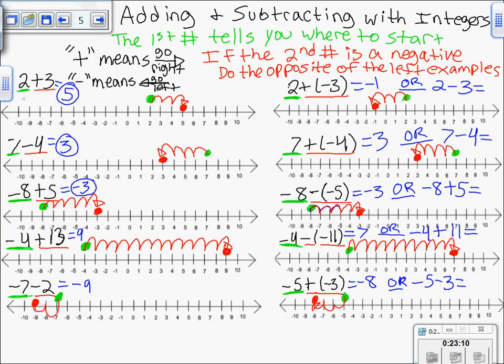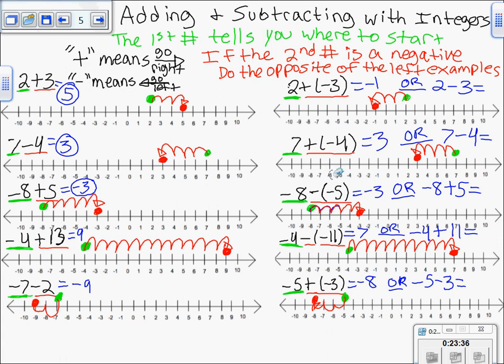Remember, the first number tells you where to start on the number line. What's after that tells you what direction to go in and how far. Adding always means go to the right. Subtracting always means go to the left. If the second number is negative, you do the opposite. So if it's plus and negative, that means you're going to go to the left. You're going to do the opposite of adding. Going to the left is just like saying, hey, I'm subtracting.